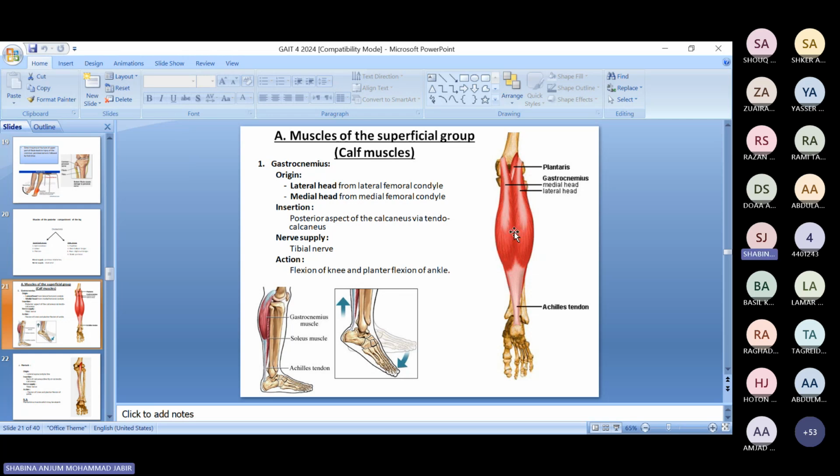What will be the nerve supply? Yes, because it is in the posterior compartment, we have the tibial nerve. What is it going to do? Flexion of the knee, because it is coming from the upper aspect. So it will do a little bit of flexion at the knee as well as plantar flexion at the ankle joint.